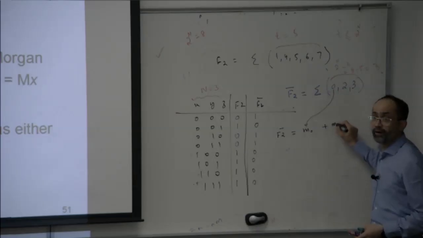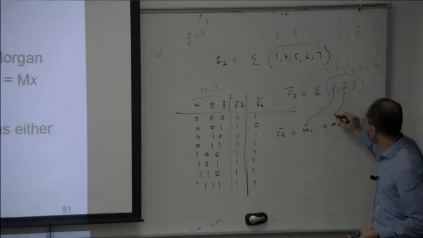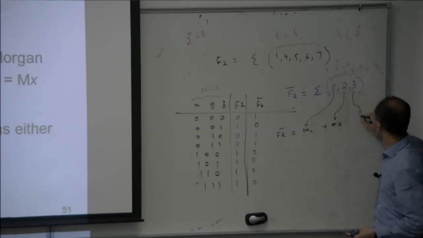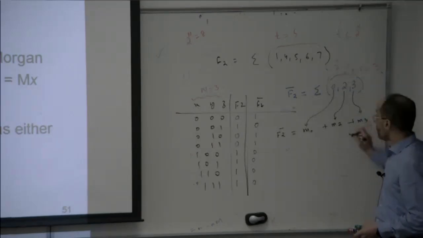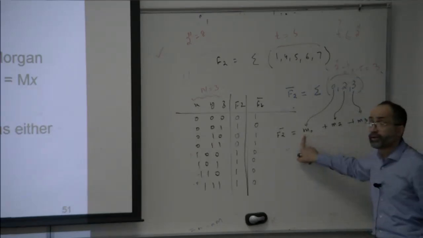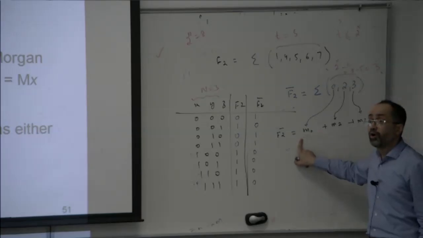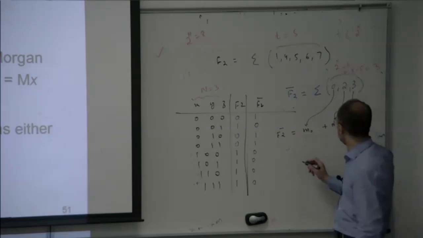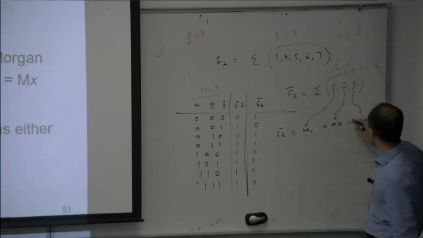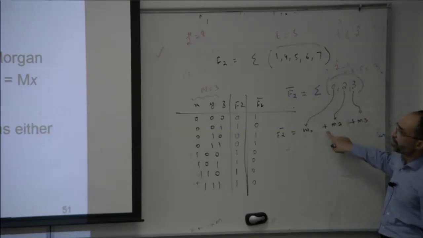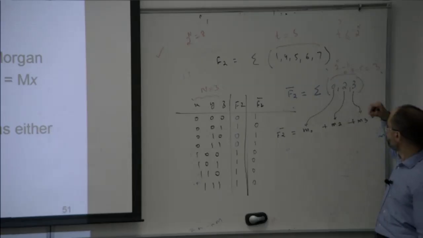Plus what? m2 plus what? m3. Which expression is this? The sum of the product term. Got it or not got it? So can we say m0 plus m2 plus m3?